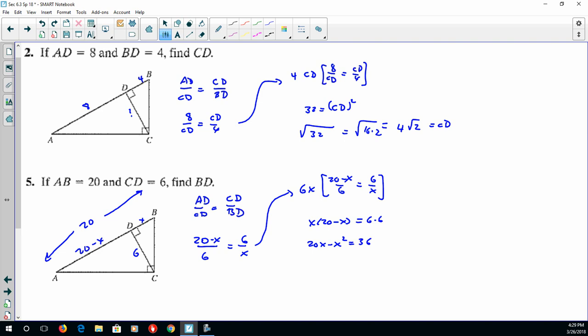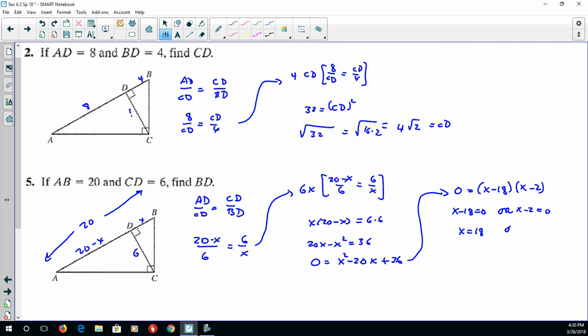Bring everything to the right side. Positive x squared, negative 20x, plus 36. That's 0 is equal to that. Well, this factors. It's x minus 18, x minus 2. Okay, so two possible answers. X minus 18 equals 0, so x equals 18, or x minus 2 equals 0, so x equals 2.